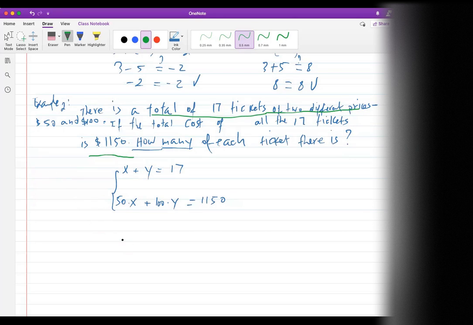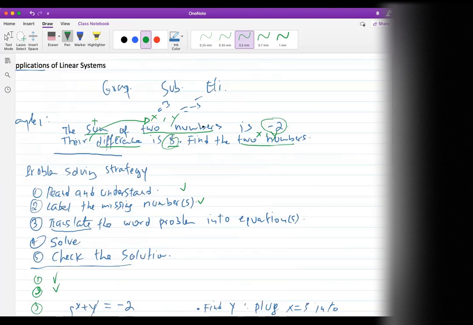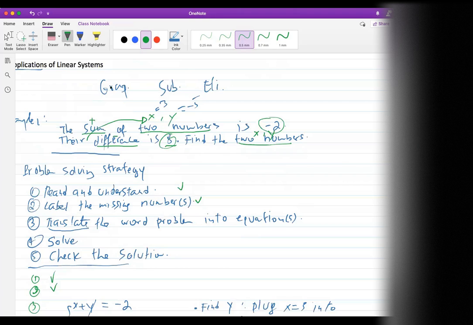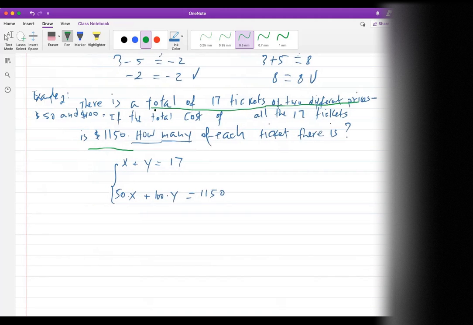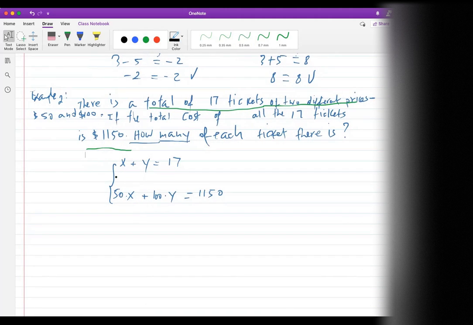We'll see which method to use to solve this. Is it elimination or substitution? Let's stay away from graphing for now. Just choose between these two, elimination and substitution. You can use either one, but which one do you think is easier to use? Or you can choose either one, actually, it doesn't matter. So which one do you think you want to use, elimination or substitution?